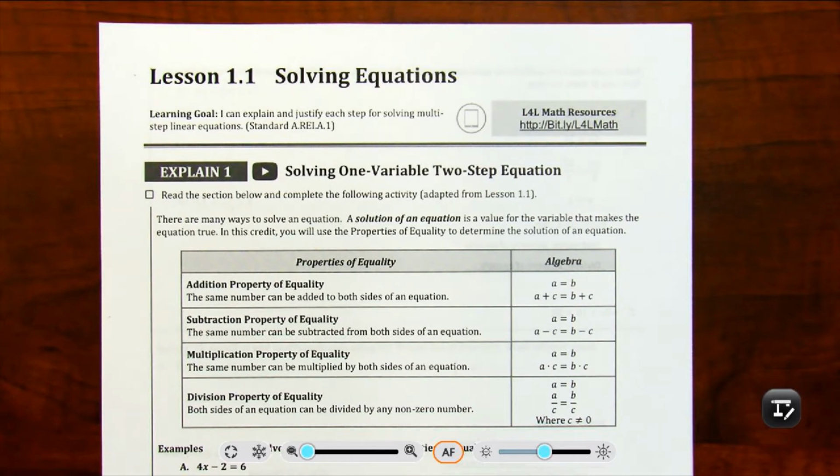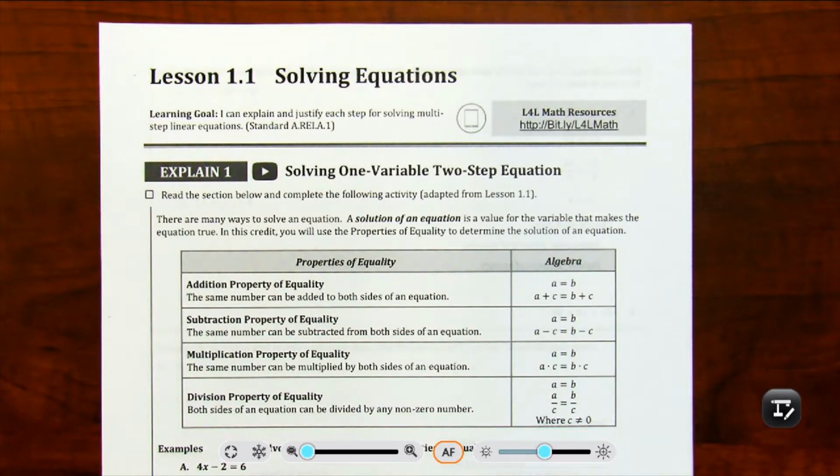So we're going to be going through a couple of properties of how to solve for a variable x. And what that is called is the solution of an equation. So a solution of an equation is a value for a variable that makes the equation true.